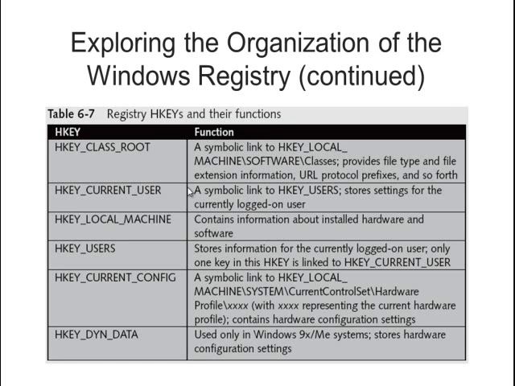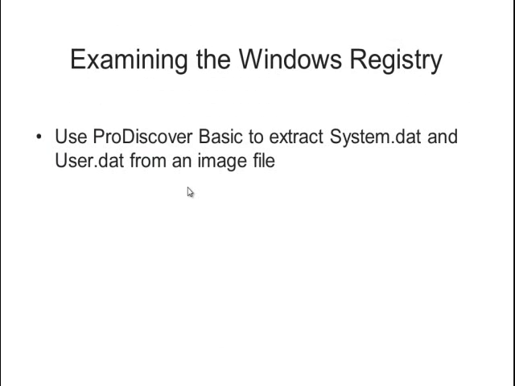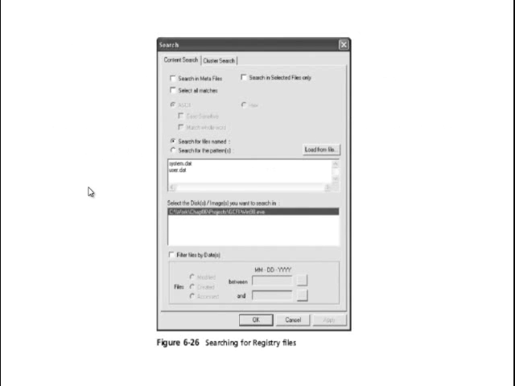One of the easiest ways to examine the registry is to load an image of a Windows machine into AccessData FTK and then click File, Registry Viewer. ProDiscover Basic can extract system.dat and user.dat from an image file. And these are just some figures that show AccessData Registry Viewer being used.